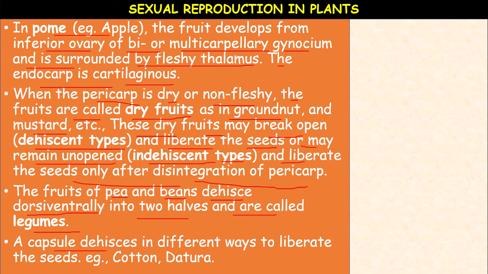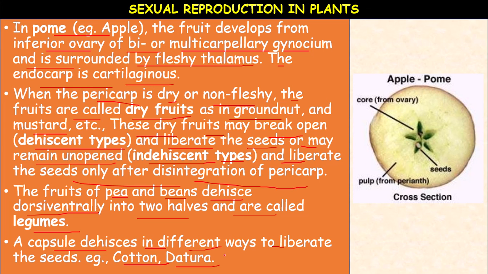A capsule dehisces in different ways to liberate the seeds, for example cotton and datura. So you can see this is the apple, where you can see the cross section of apple: the pulp from the perianth, the seed, and the core from the ovary. It is formed from the inferior ovary of a bi or multicarpellary gynoecium surrounded by the fleshy thalamus, and the endocarp is cartilaginous.